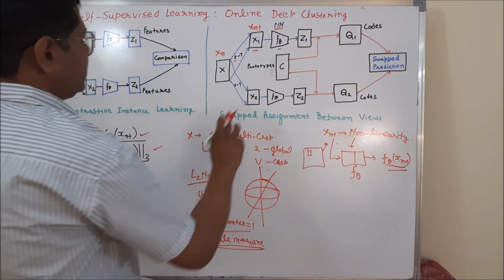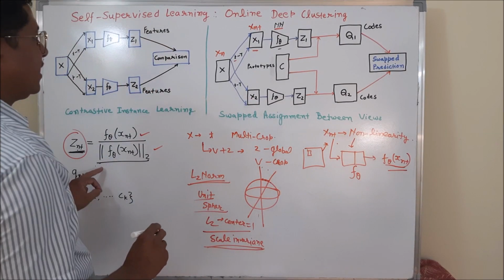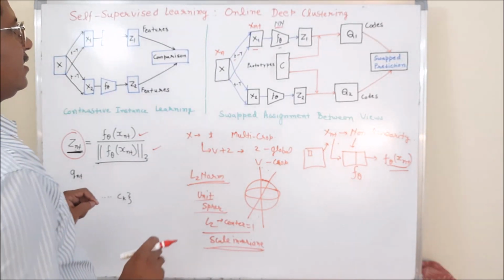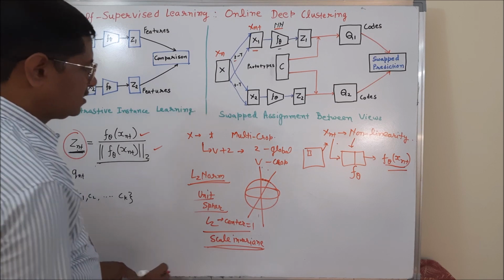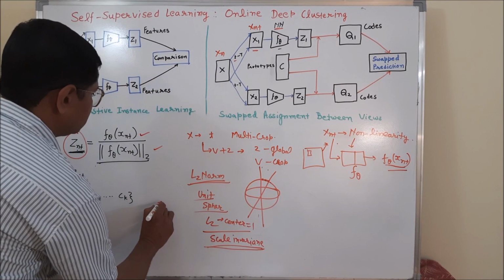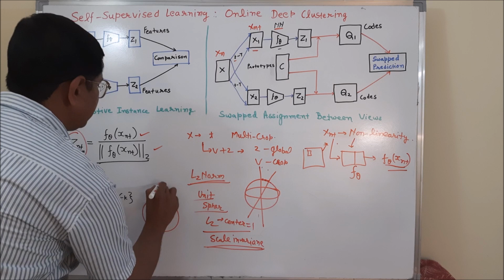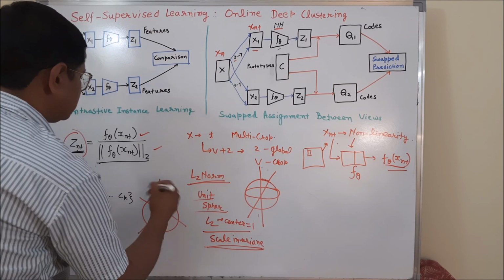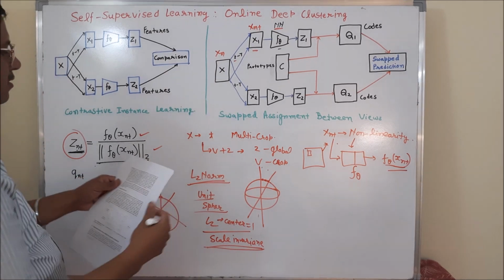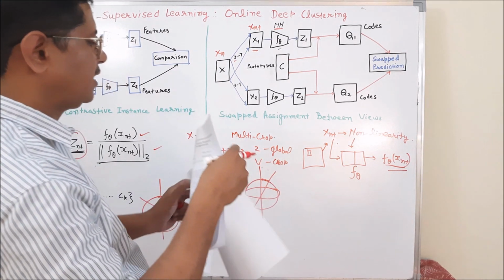Now the next part is to get the cluster code. According to this paper, the authors have used spherical clusters. Spherical clusters generally contain K prototypes, and the authors have used K prototypes.